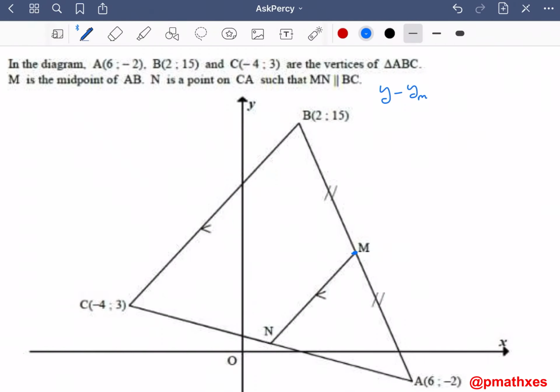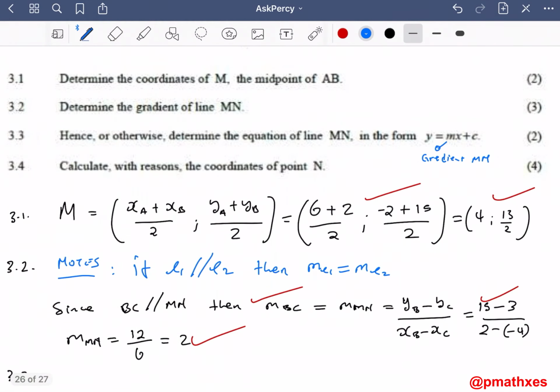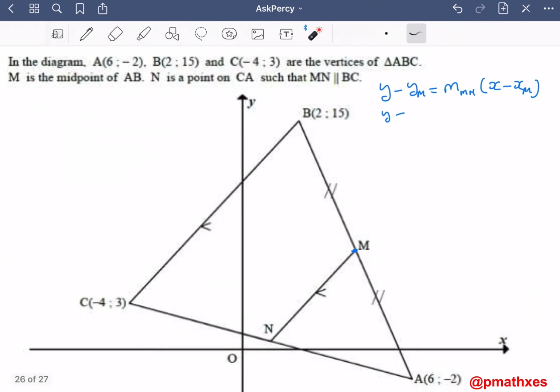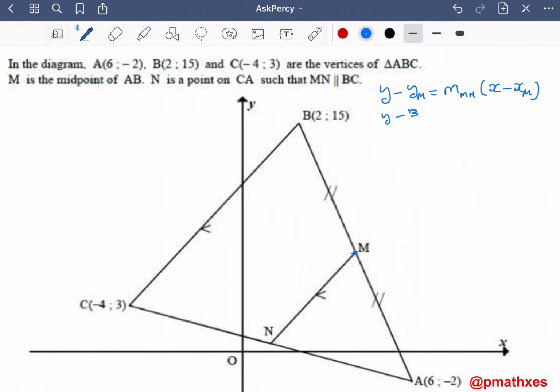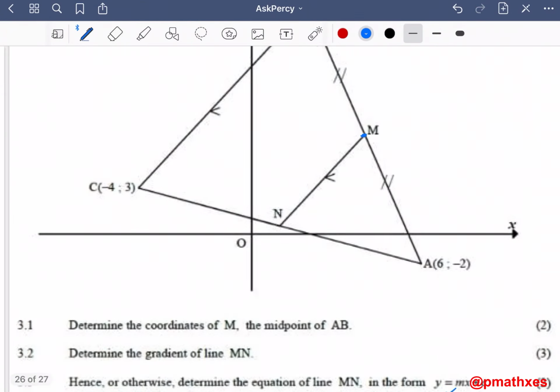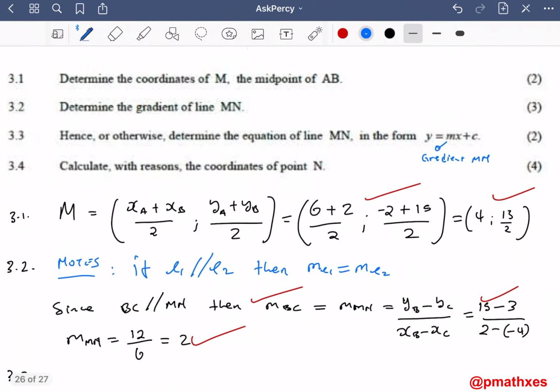So the y value of M, so it's capital letter, the y value of M, and then the gradient of Mn, which we have calculated previously, times x minus the x value of M. Okay, then y minus the y value of M. So you already know the y value of M is 13/2. We've calculated before, 13/2, and the x value of M is 4. So you're gonna have y minus 13/2 is equal to the gradient of Mn. The gradient of Mn is 2. That's what you got.